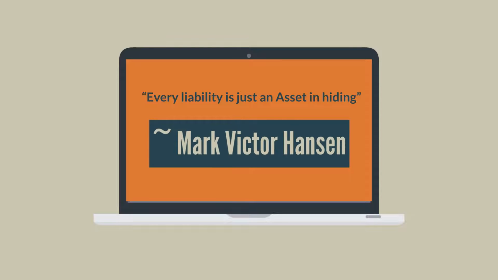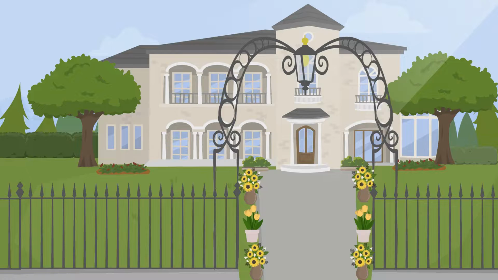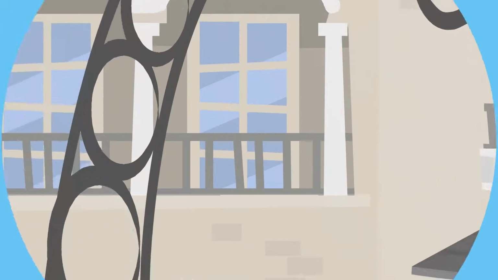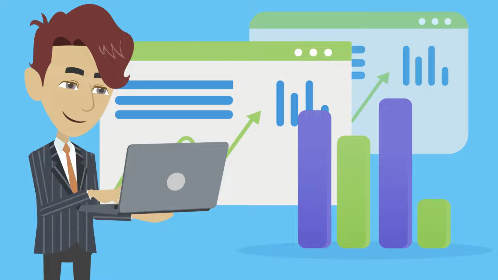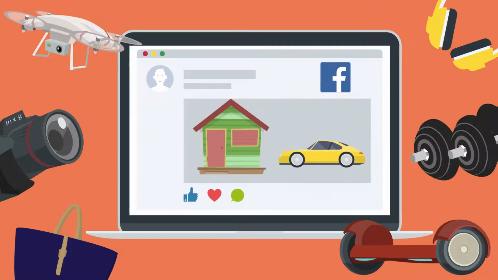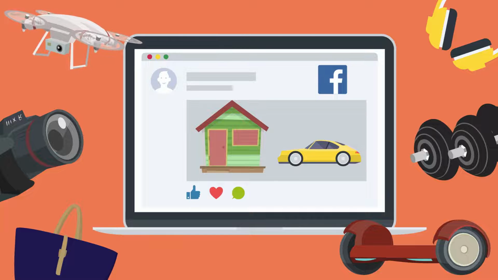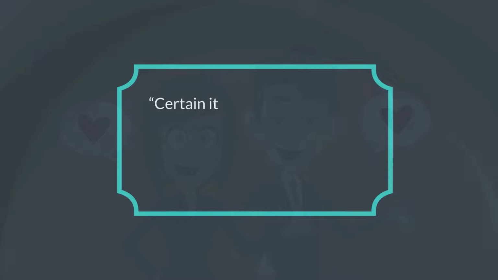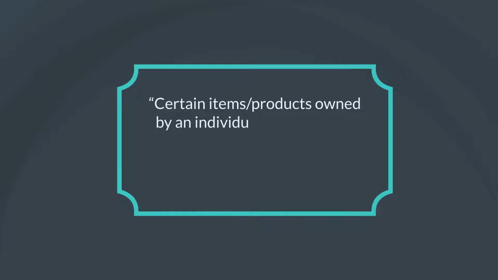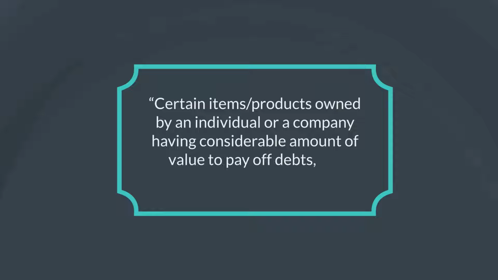Mark Victor Hansen. Commonly, assets are considered personal possessions or belongings of an individual that can be sold off to get immediate cash. They can be a house, a car, or even kitchen appliances. A more accurate definition of assets could be certain items or products owned by an individual or a company having considerable value to pay off debts.